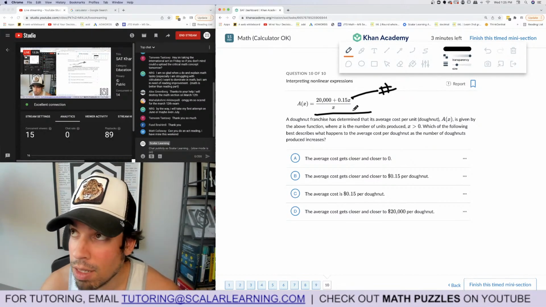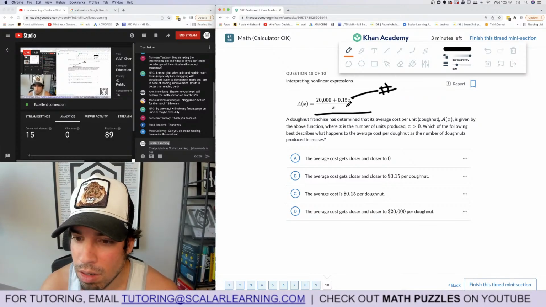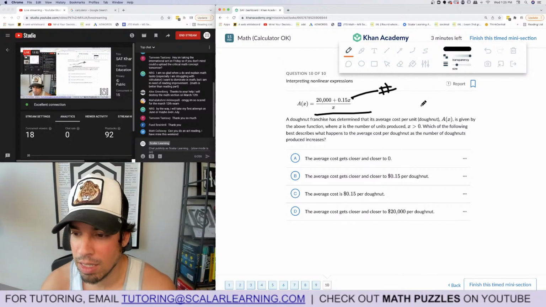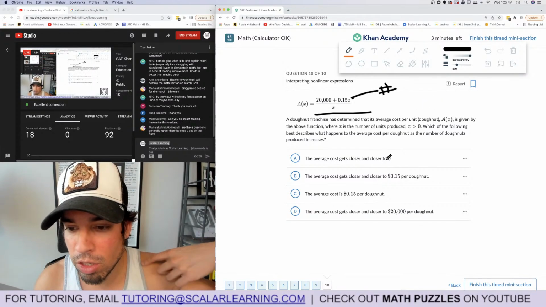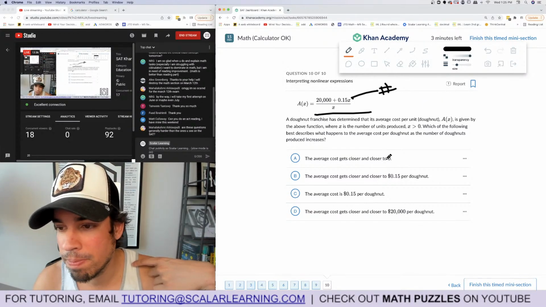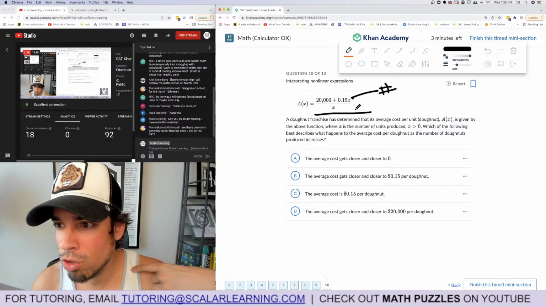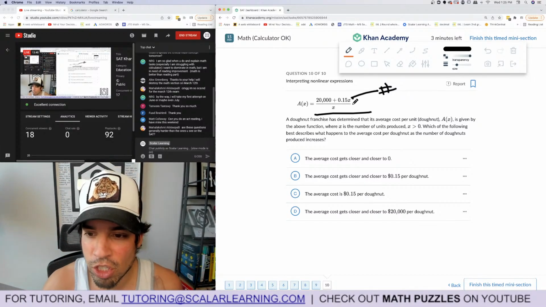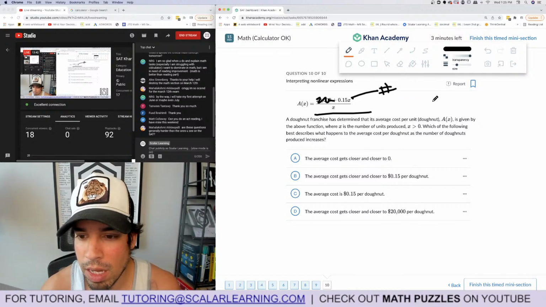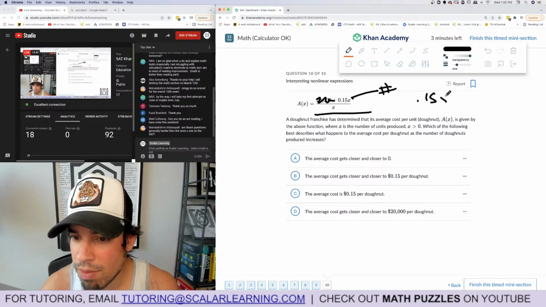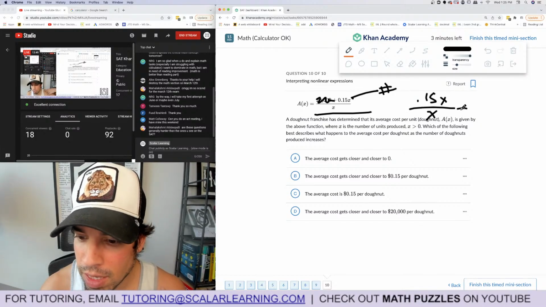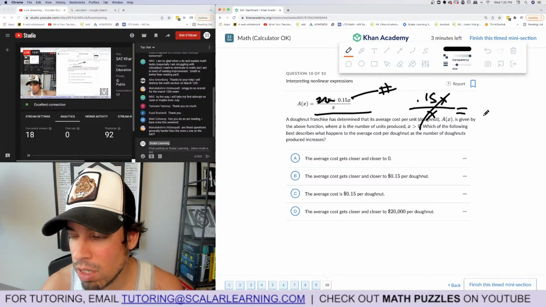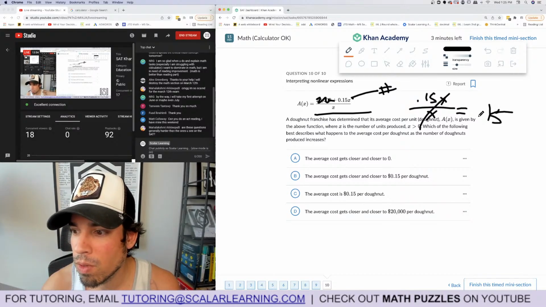So it's basically like as it goes to infinity. I think what we're doing here is almost like an infinity situation. So if this goes to infinity, it's almost like a limit question. Basically the 20,000 kind of goes away, and it becomes 0.15x over x, which means it gets closer and closer, and x cancels out. It gets closer and closer to 15 cents.